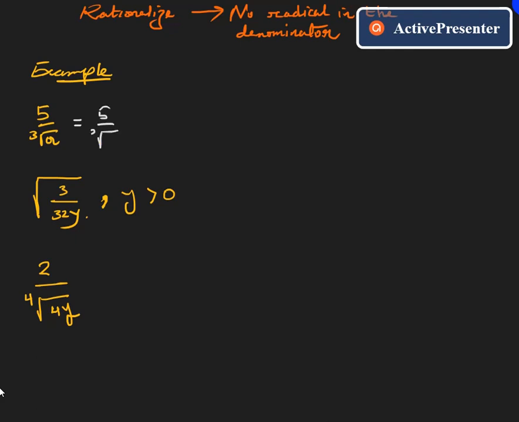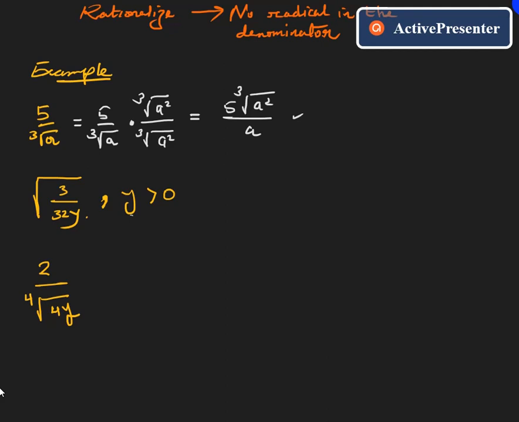We first write it as it is. So how to rationalize? We multiply by the cubic root of a squared here and the cubic root of a squared here. So this is eventually equal to 5 multiplied by the cubic root of a squared over what? Over a, and you are done. The second question: the square root of 3 over 32 multiplied by y, provided that y is greater than 0.